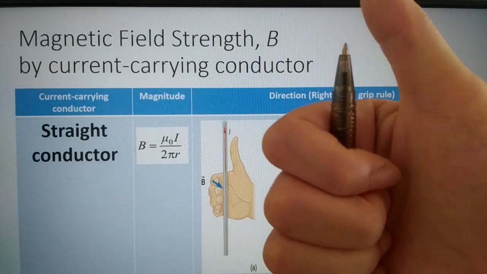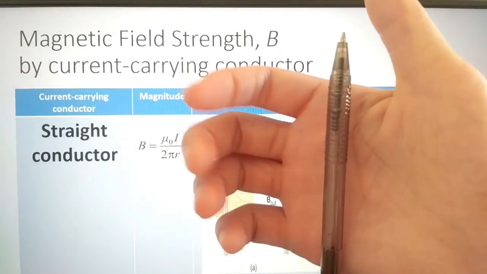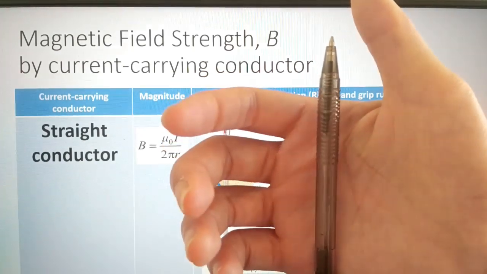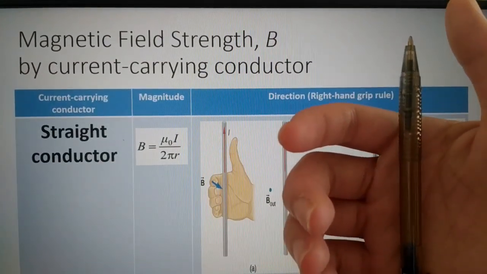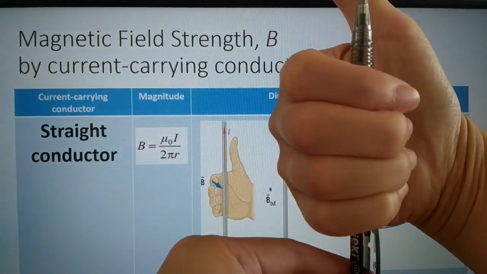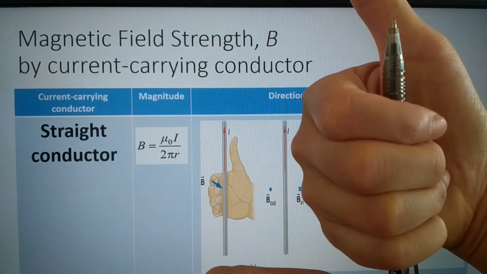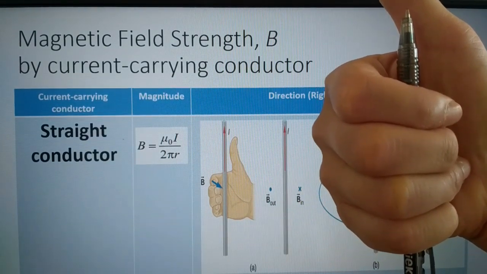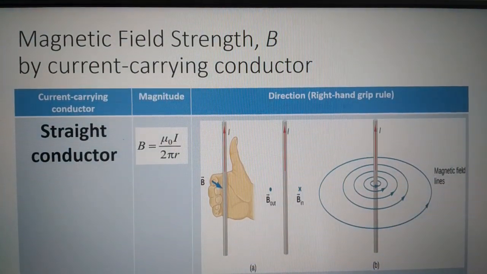But what about from the front view? From the front view, we can see that on the left side of the conductor, the magnetic field is flowing out of the page, like this. But on the right side, the magnetic field is flowing into the page. So you can use a dot and a cross to represent the direction of the magnetic field from the front view. Okay? Are you all clear on this?